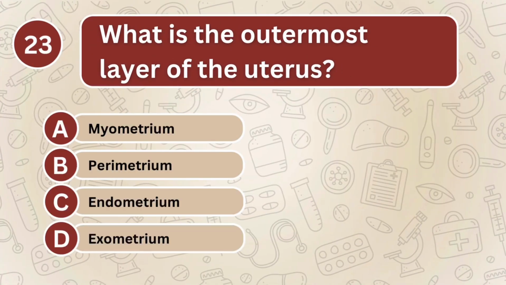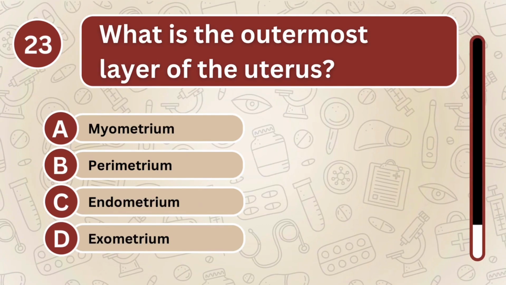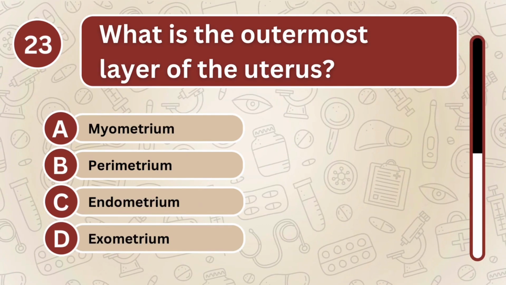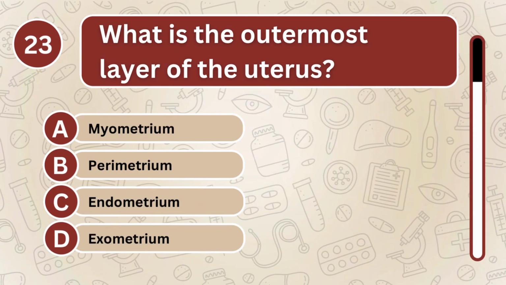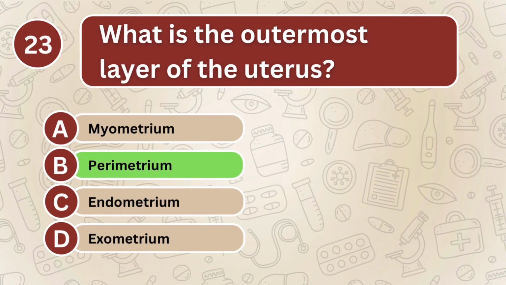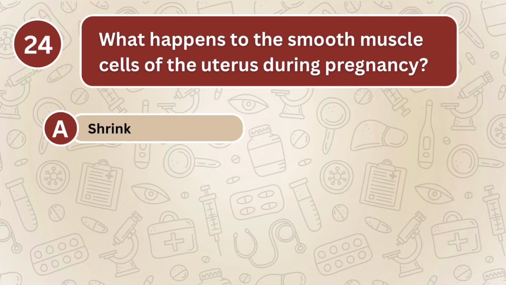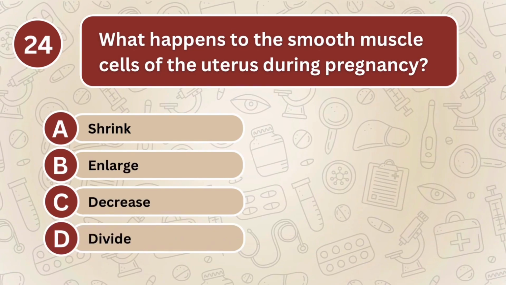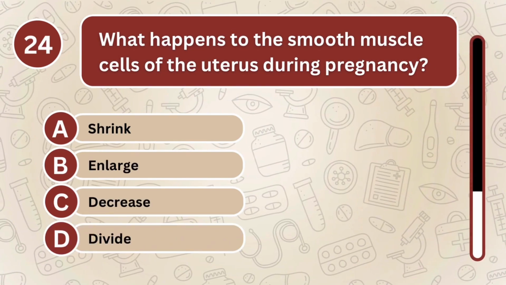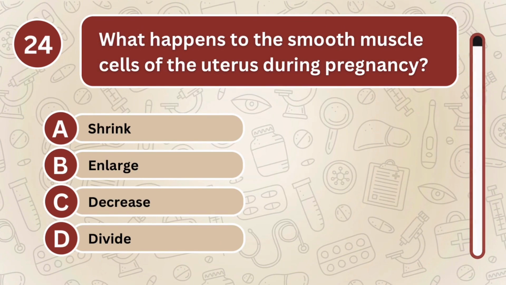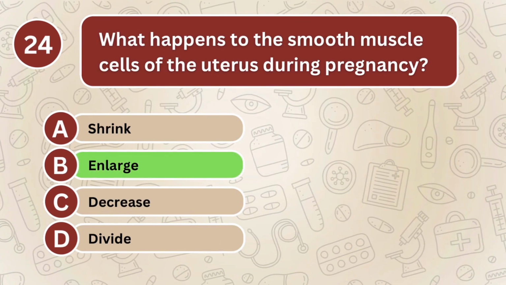What is the outermost layer of the uterus? It's B. Perimetrium. What happens to the smooth muscle cells of the uterus during pregnancy? Correct answer is B. Enlarge.